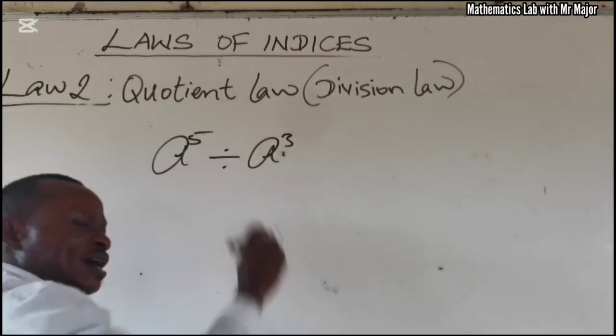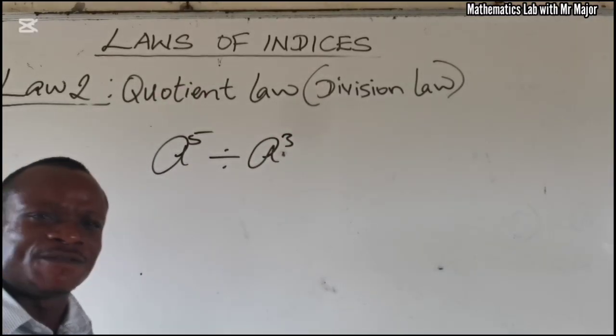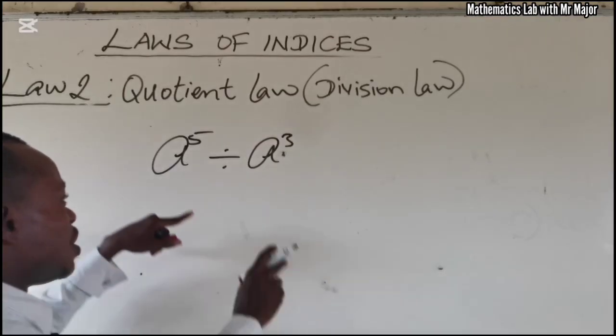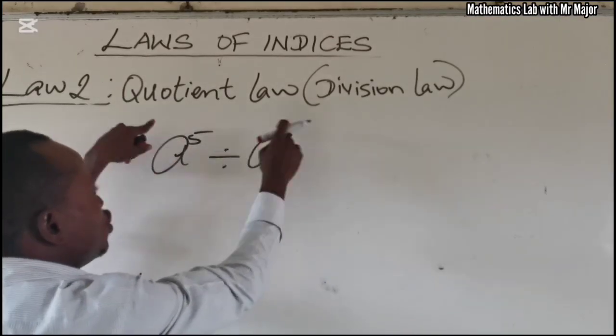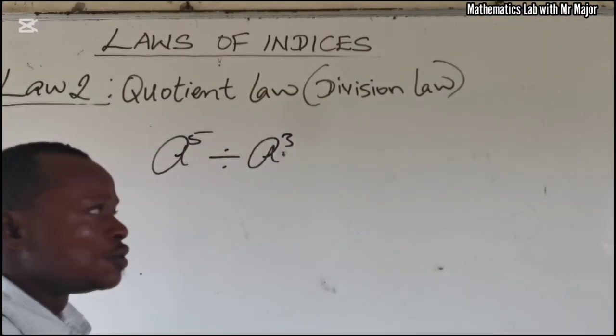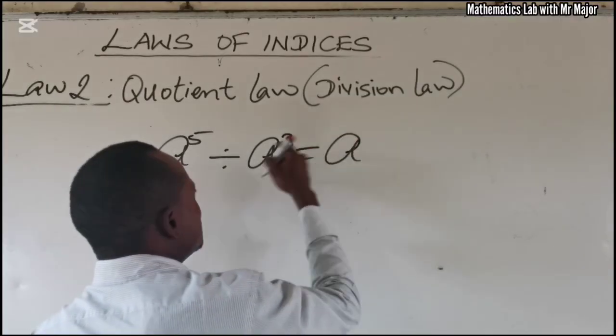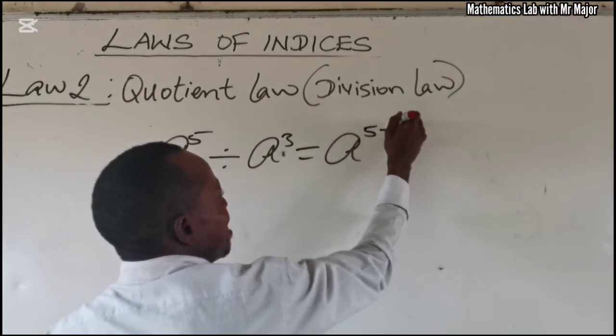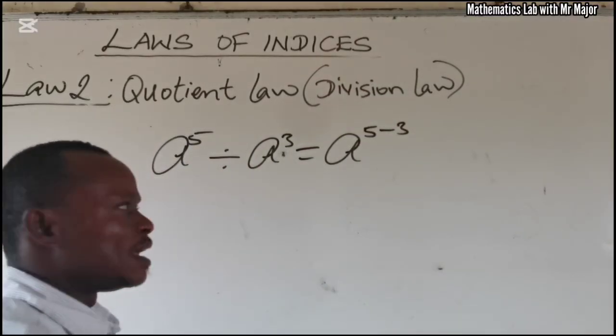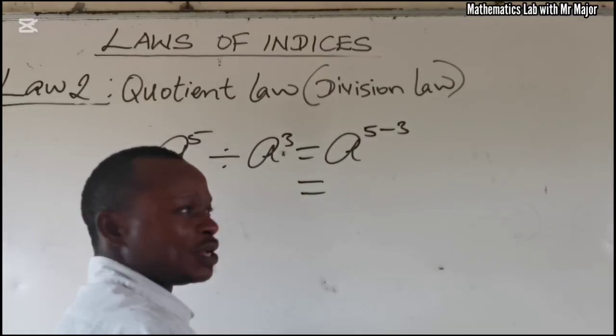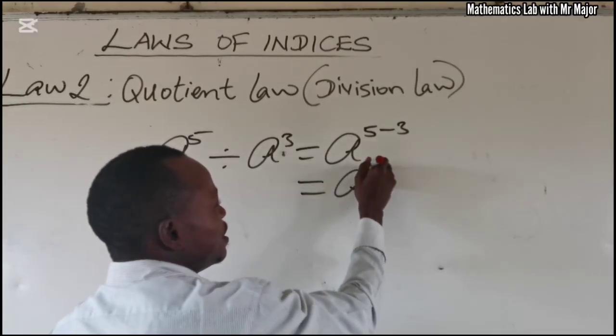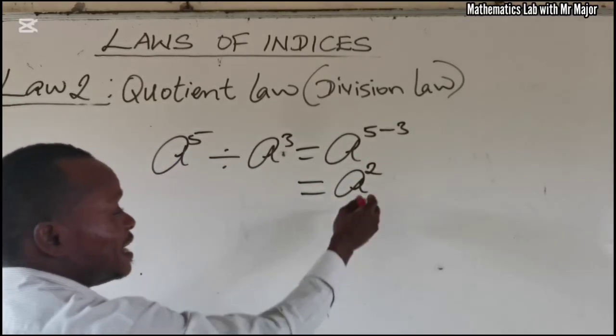So this time around, let's look at division. A raised to power 5 divided by A raised to power 3. Because the bases are the same, all you need to do is to subtract the powers. So that will be A raised to power 5 minus 3, and 5 minus 3 will give you 2. That means our answer is A raised to power 2. That is the answer.